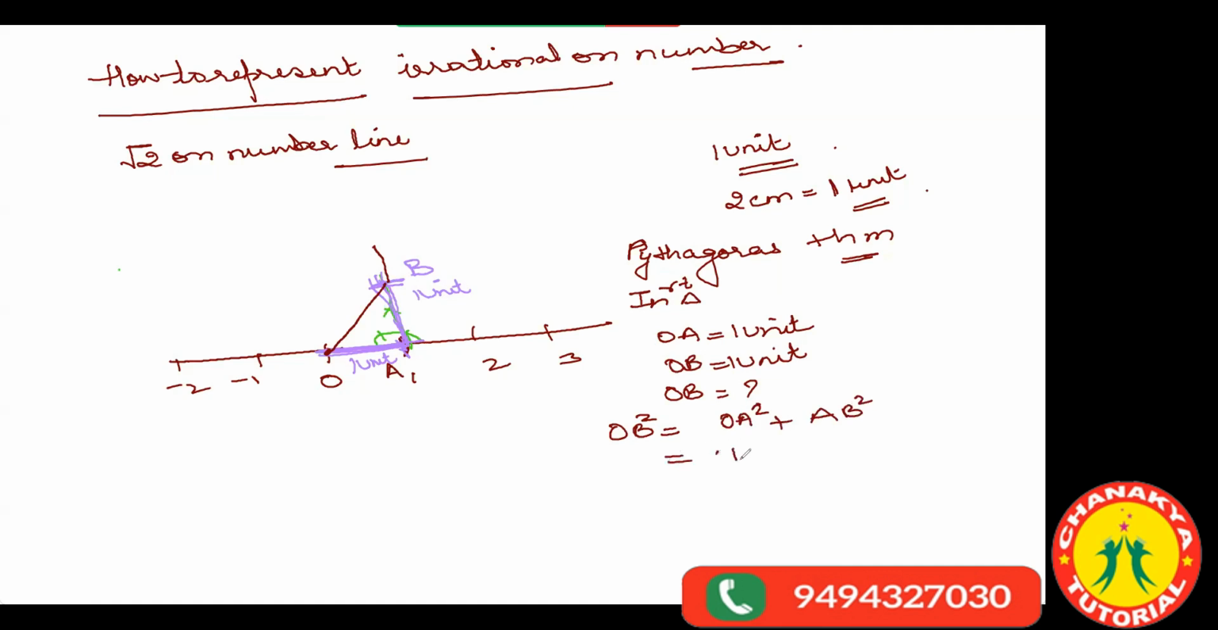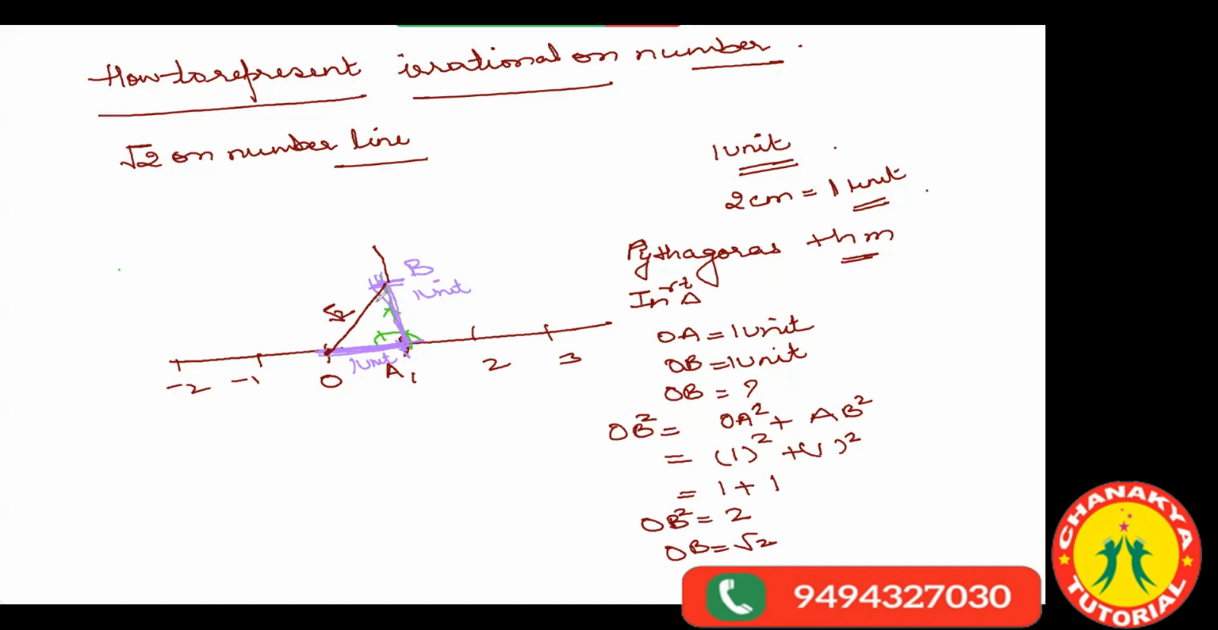Now value of OA is 1. Value of AB is 1. So 1 square plus 1 square. Then value of OB square will be equal to 2, and value of OB is equal to root 2. Now this line segment OB is equal to root 2 units. Clear this thing, children? Yes, ma'am.